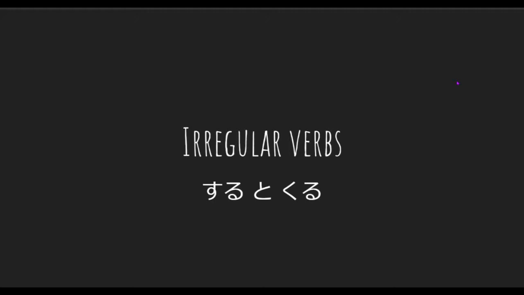Today's lesson is going to be about irregular verbs, suru and kuru here. Japanese does not have many irregular verbs, but I'll be talking about the two main ones that are very common and frequently used: suru and kuru. Suru to kuru. So "to" means like "and", so it connects nouns. Alright, let's start.